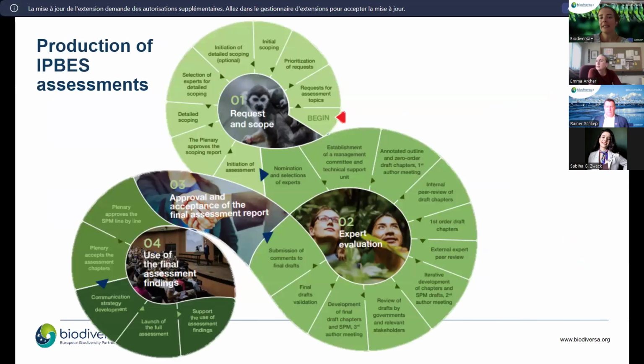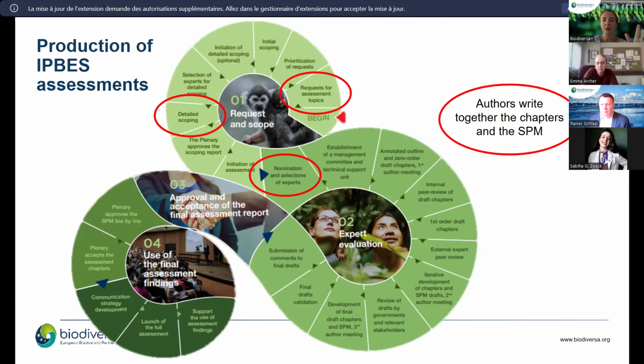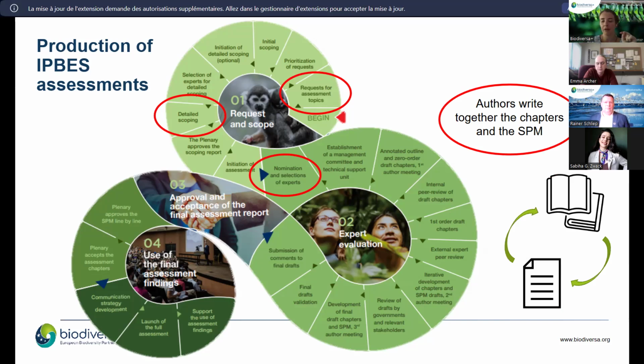The production of an IPBES assessment, just a very quick overview. The governments are the ones requesting a topic. Then when the topic is agreed, authors write a scoping, basically putting a frame around the assessment: what it is going to be about, what it is not going to be about. Then they find authors to write the assessment. Authors write together the chapters and the summary for policymakers, and they rely on each other a lot. Then they go through external review. There are 2 for the second global assessment: one now, and another one in 2027.